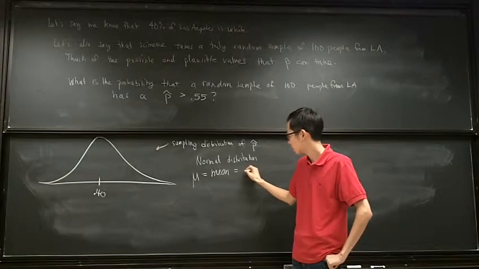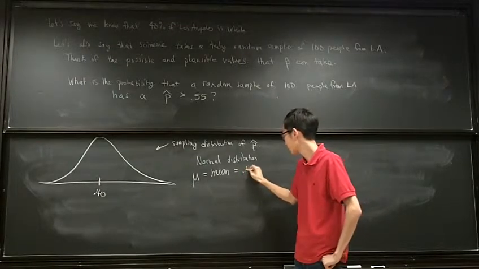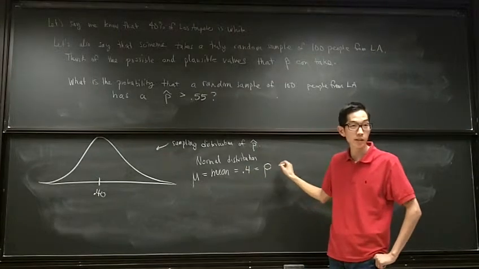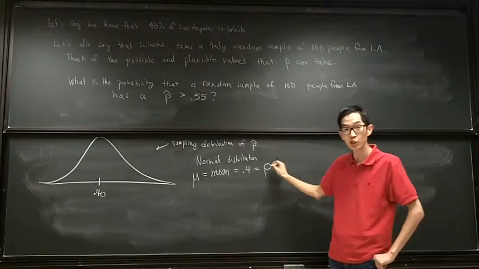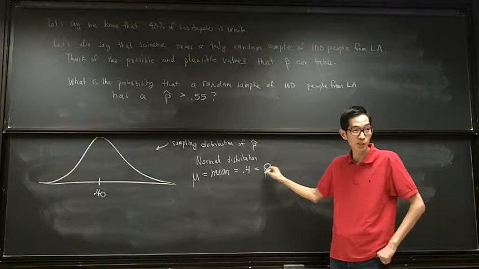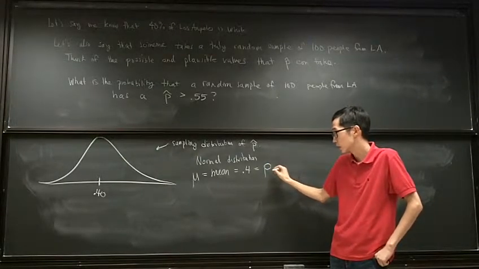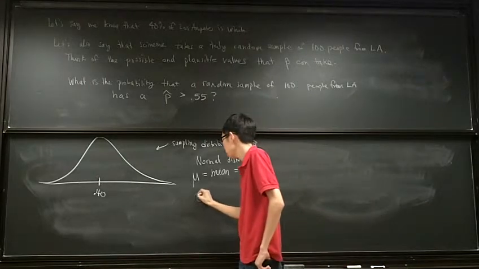But if I'm talking about the 0.4, this is P, the population proportion, not the sample. This is the proportion in Los Angeles that's white. This is my population proportion, P. My standard deviation, sigma.